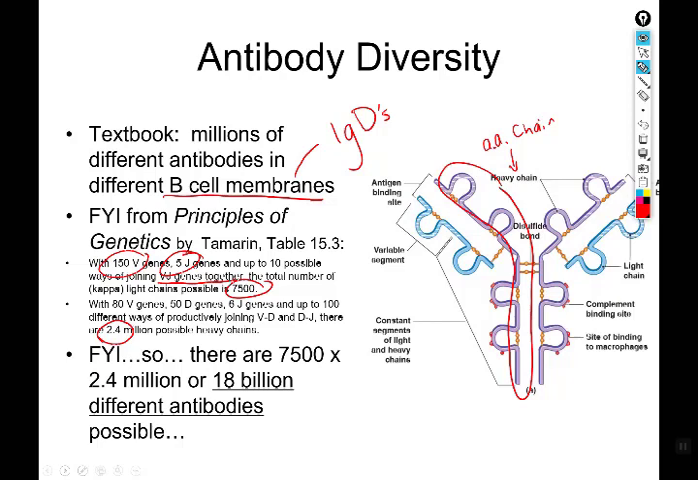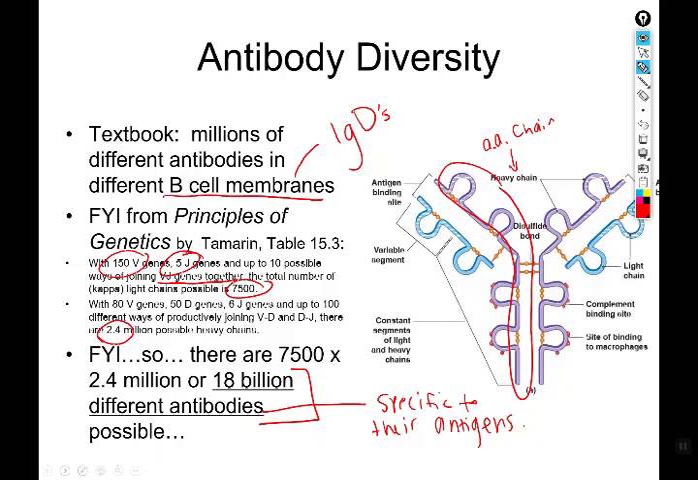So, if you draw this out by looking at how many possible combinations there are, you get 18 billion different possible antibody combinations. And remember, antibodies are specific to their antigens. So I'm not saying that 18 billion different antibodies definitely exist, but rather we have a possible library size of 18 billion antigens that we could conceivably remember.